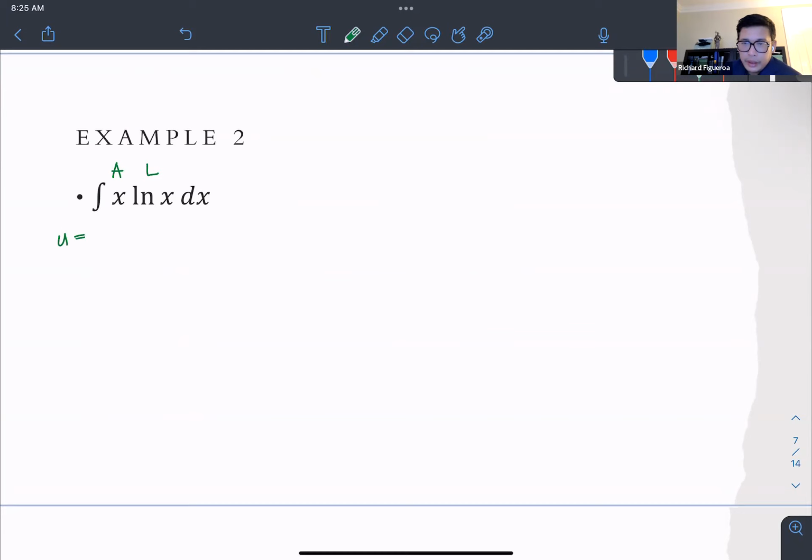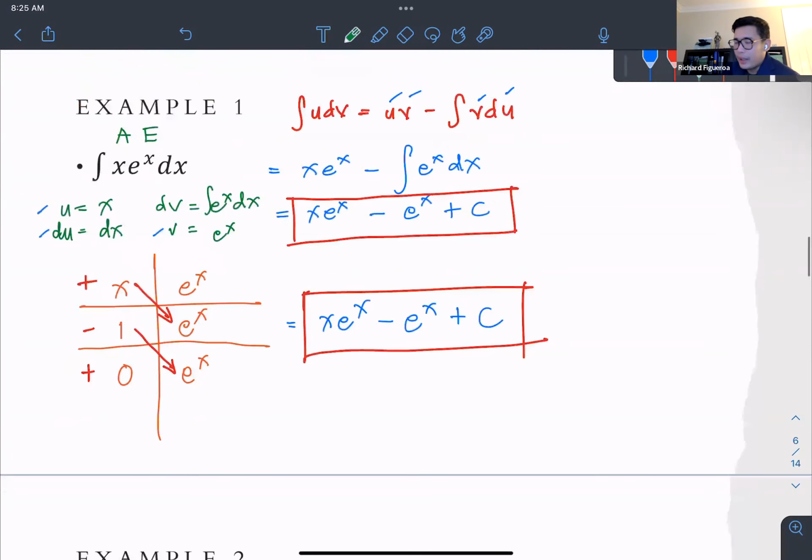Sir, may times po ba na di applicable yung tabular method? Actually, lagi naman siya applicable, pero I advise na gagamitin mo lang siya kapag ang U mo, it's algebraic. Other than that, I would suggest na gamitin mo yung original or the integration by parts method.